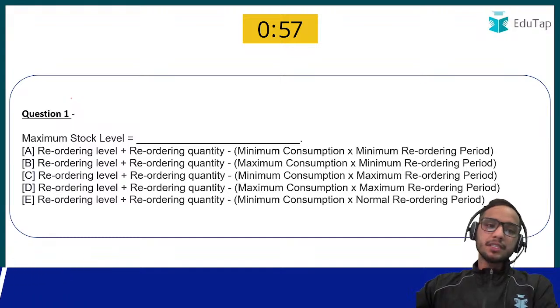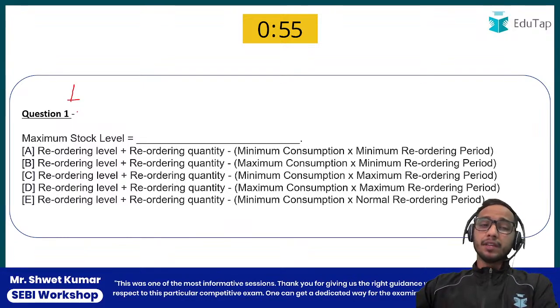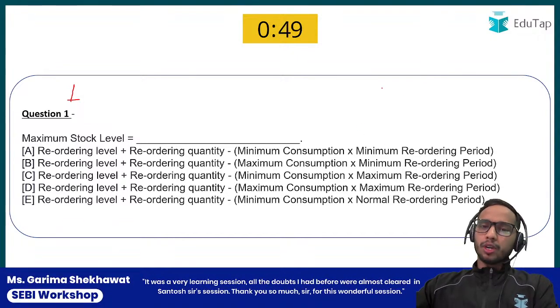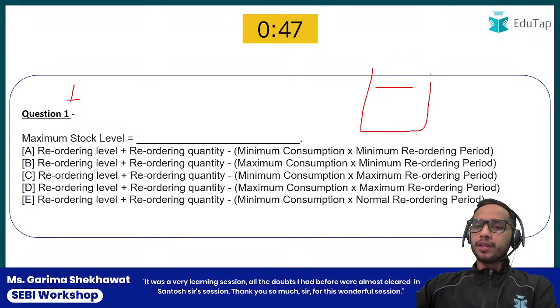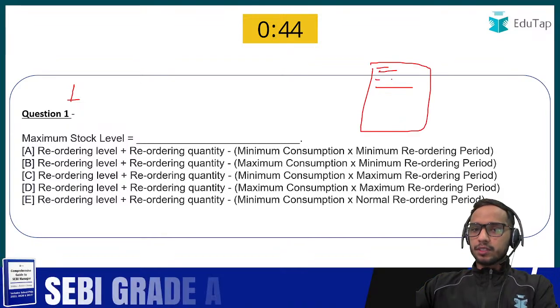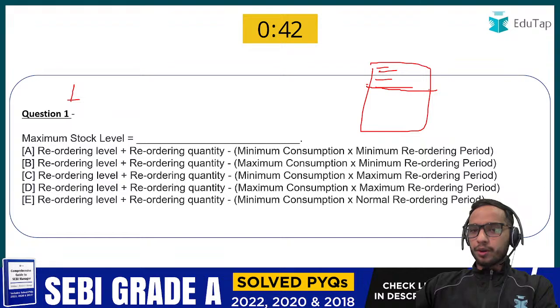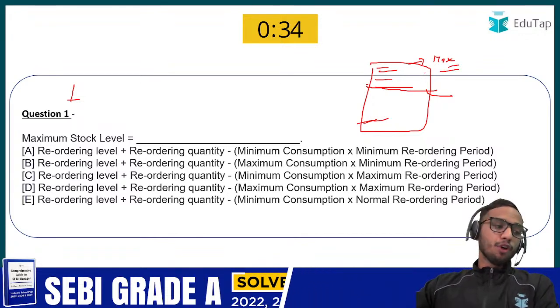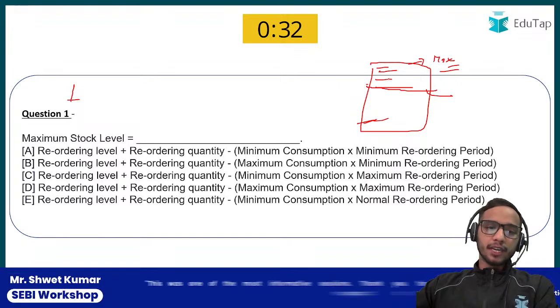So the first question is, maximum stock level is equal to what? Tell me what should be the answer. We talked about the reorder quantity yesterday. Suppose this is the reorder quantity, and you have this minimum stock level, and you have something called maximum stock level. So what should be the formula of maximum stock level? Let me know in the chat section, everyone.